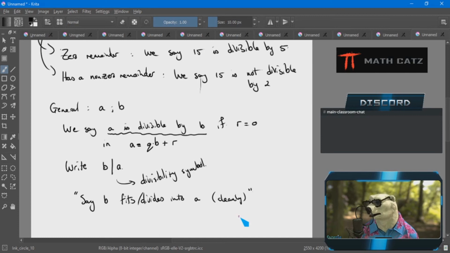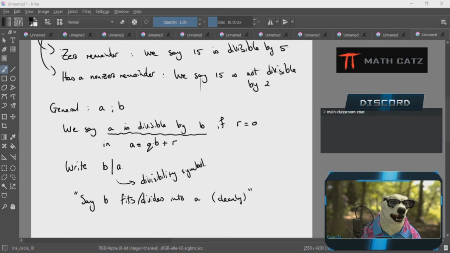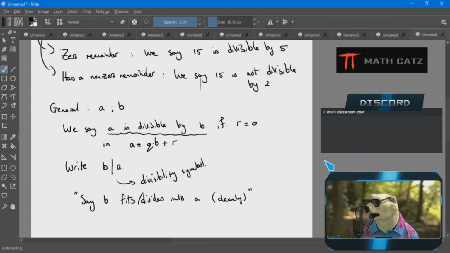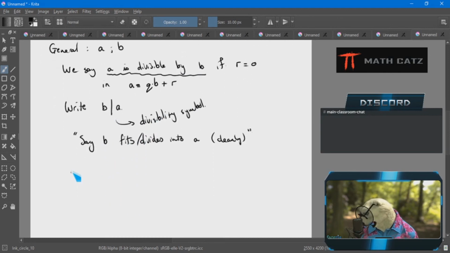And then I don't get confused which one goes where, because I see people flip them around, which is not ideal, because it would then mean different things. So I actually like the informal sentence, and I'm going to use it often. B fits into A, or B divides into A, implying that there's no remainder. And that then helps me remember how to write it with the divisibility symbol, because then it's in line with how I say things. Now, if I think back to my 15, 5 example, I now have a divisibility.